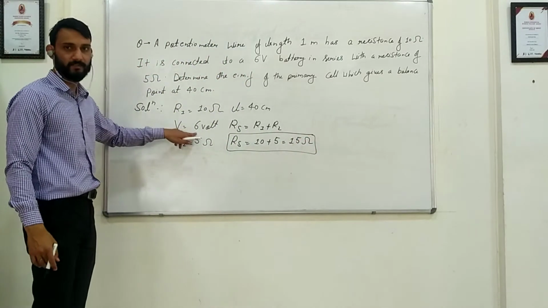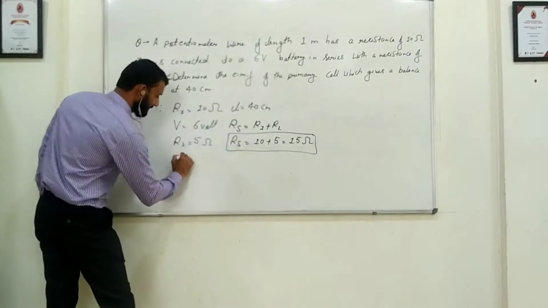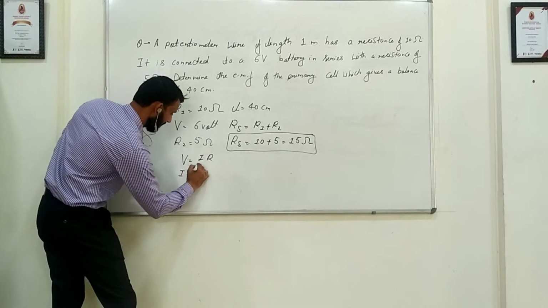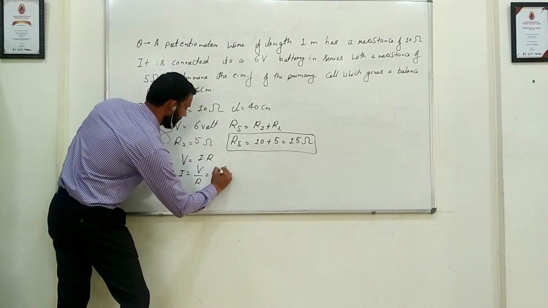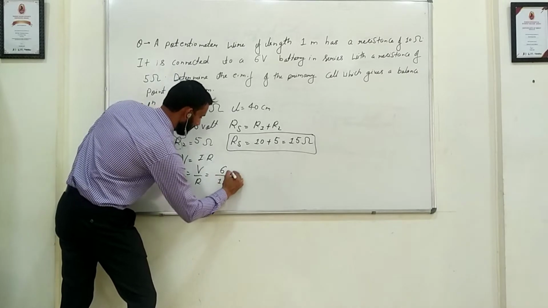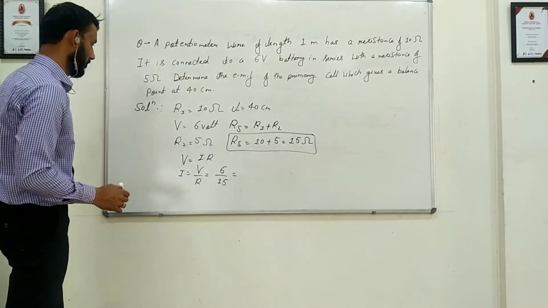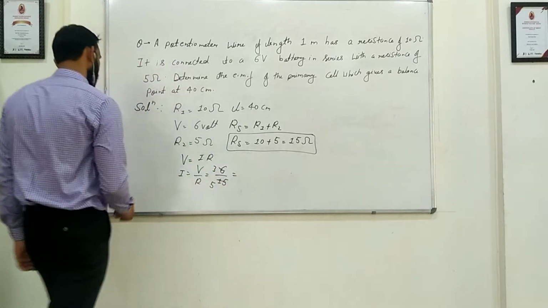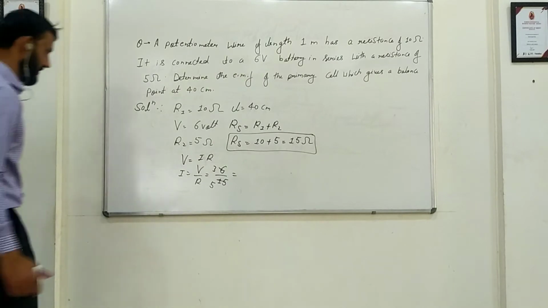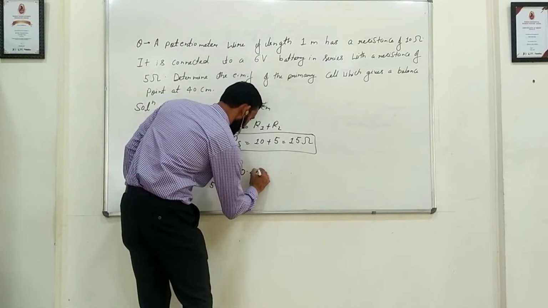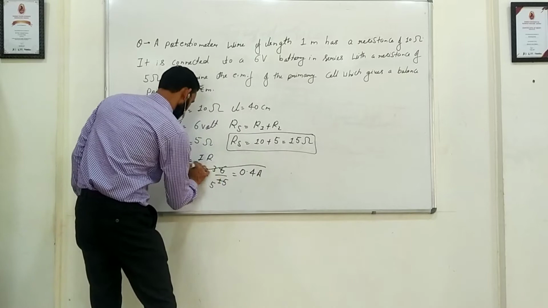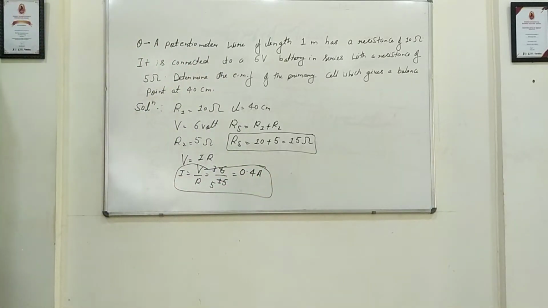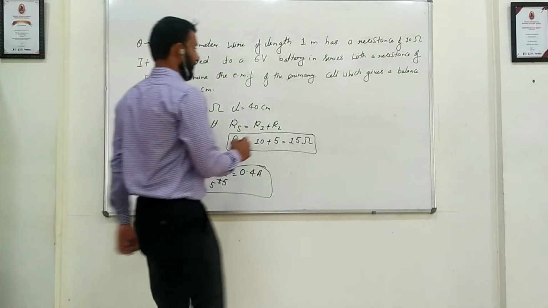Now this V is given, 6 volt. Let us calculate the current using Ohm's law. V is equal to IR. I is equal to V upon R, which is equal to 6 upon 15. So if you calculate it, it will be equivalent to 0.4 ampere. So this is the value of the current, 0.4 ampere. Now current you have got. Now you calculate the potential drop.